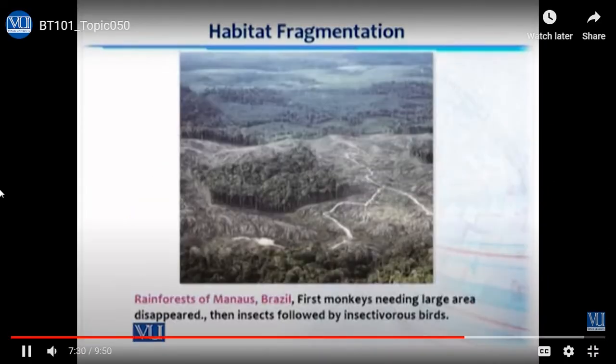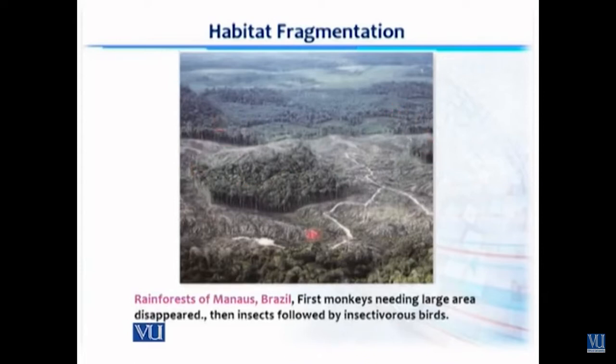In this image, we can see an example of a rainforest in Manaus, Brazil. Here we could see that this rainforest is divided because of deforestation. It has faced fragmentation into different patches. So there is one patch and then there are multiple other patches. This is the edge of that fragment.